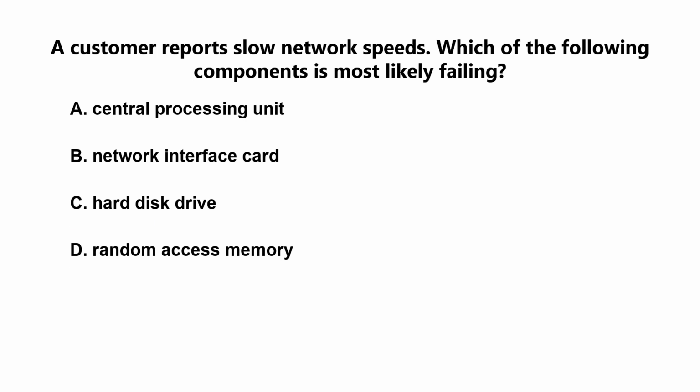Question 56. A customer reports slow network speeds. Which of the following components is most likely failing? Option A, central processing unit. Option B, network interface card. Option C, hard disk drive. Option D, random access memory. The correct answer is option B, network interface card.